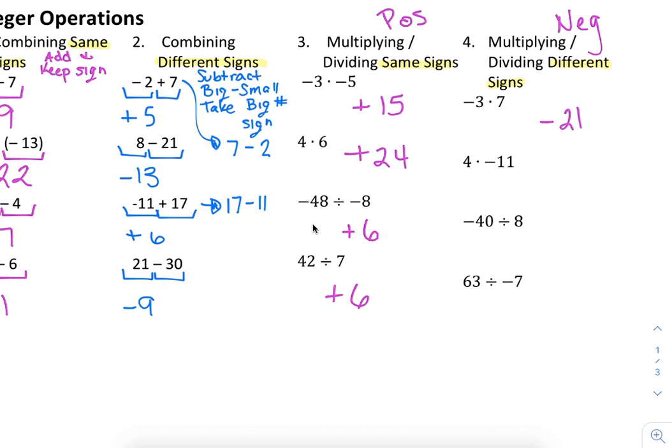+4 times -11, different signs makes the answer negative. 4 times 11 is 44. -40 divided by +8, different signs makes it negative. 40 divided by 8 is 5. 63 divided by a -7, different signs makes it negative. 63 divided by 7 is 9.